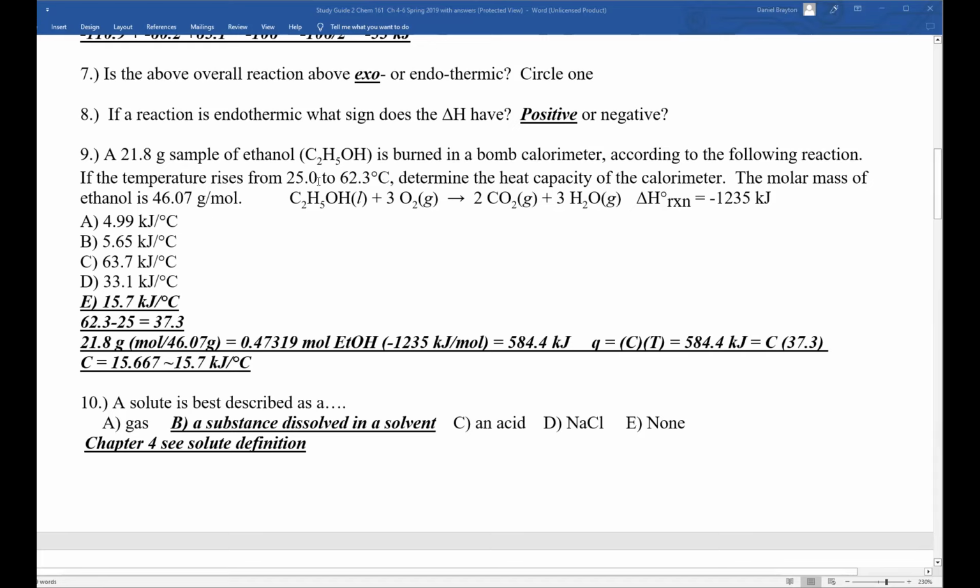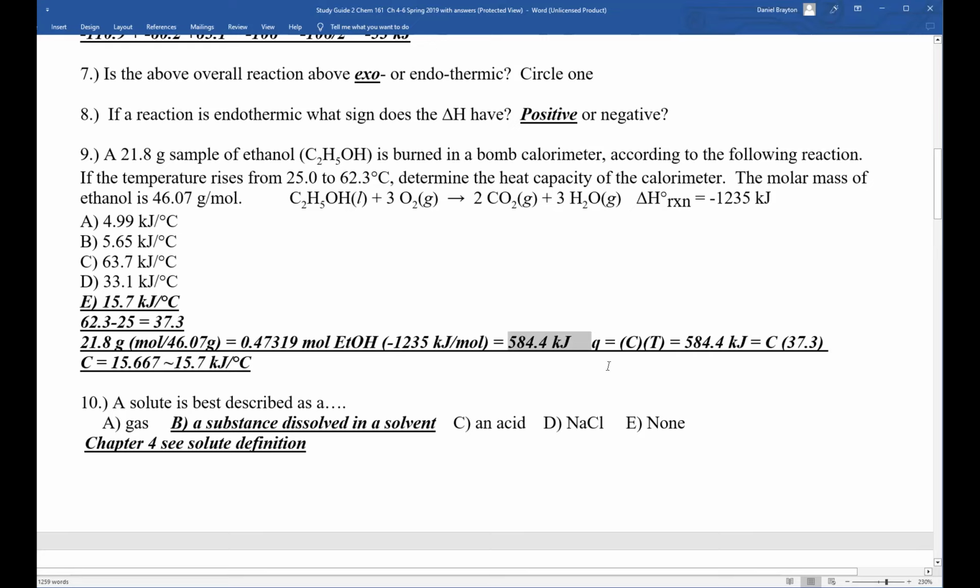The reaction they gave us here is on a per mole basis of the ethanol. They gave us 21 grams of the ethanol, which doesn't do us any good. We want to change that grams into moles. Using the equation they gave us, we can get rid of the moles, and we know how much heat should have come off this specific amount of the ethanol.